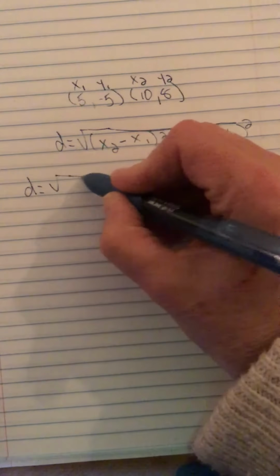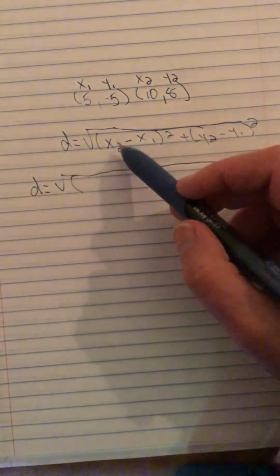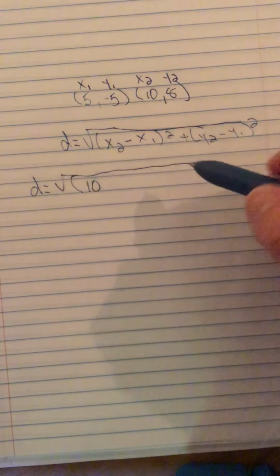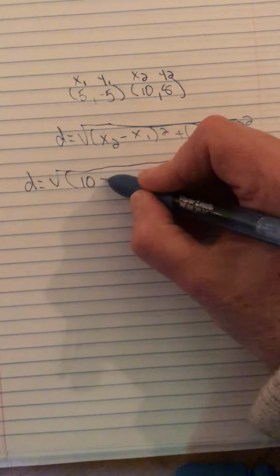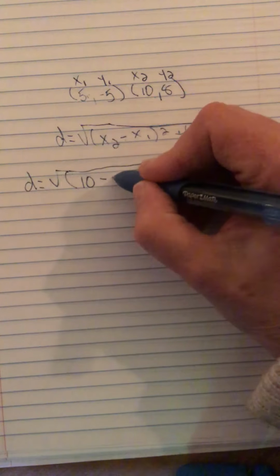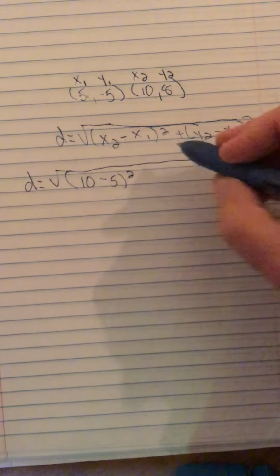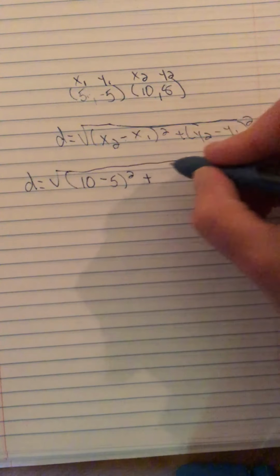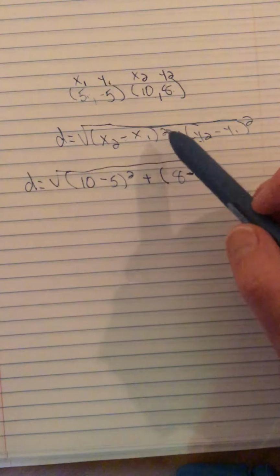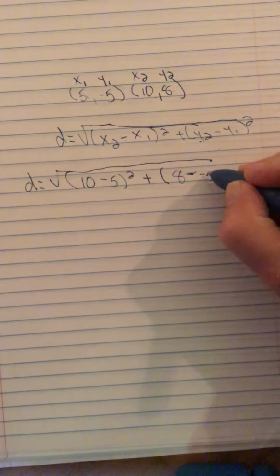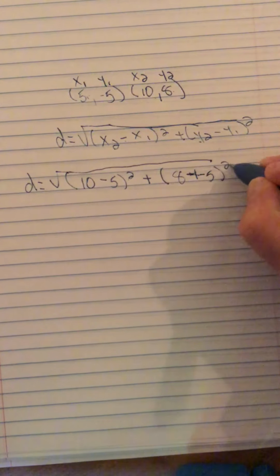So D equals square root of x2 is right here. x2 is 10, so I'm going to put that there, minus, because that's what the formula says, minus x1, which is 5. So I'm going to put that right there, squared, plus, that's what the formula says, plus, then I'm going to look for my y2, which is right there, 8, minus my y1, which is right there. So that's 8 minus -5. Remember, a negative becomes a plus, squared.